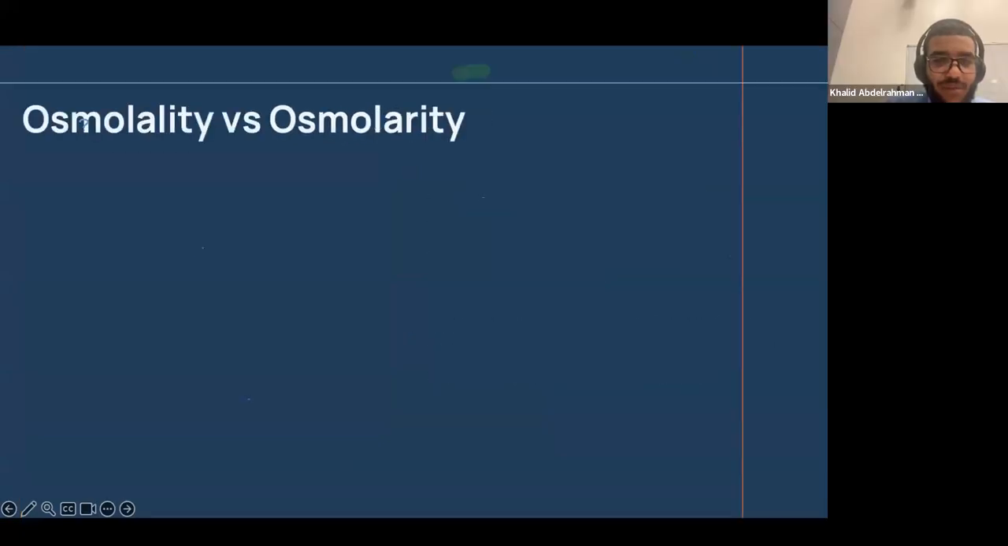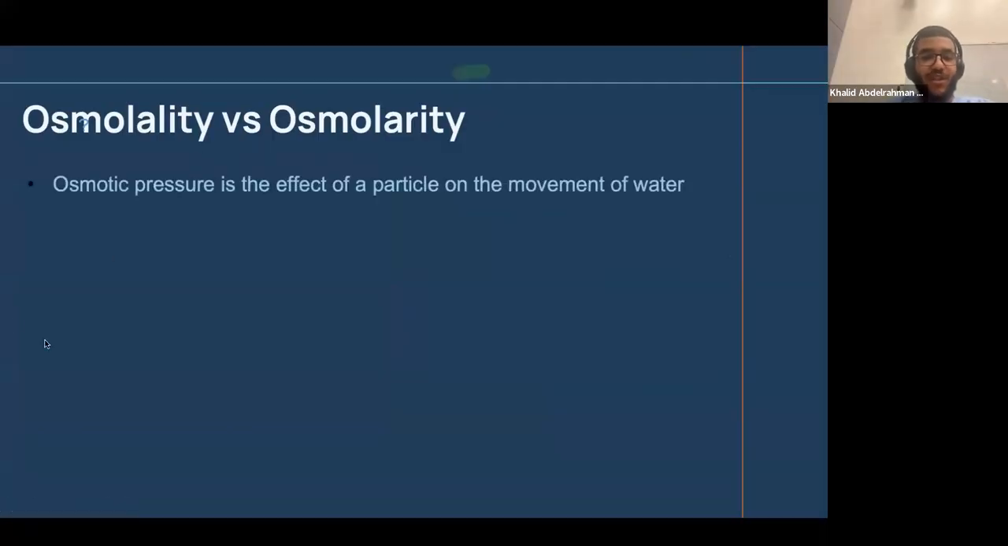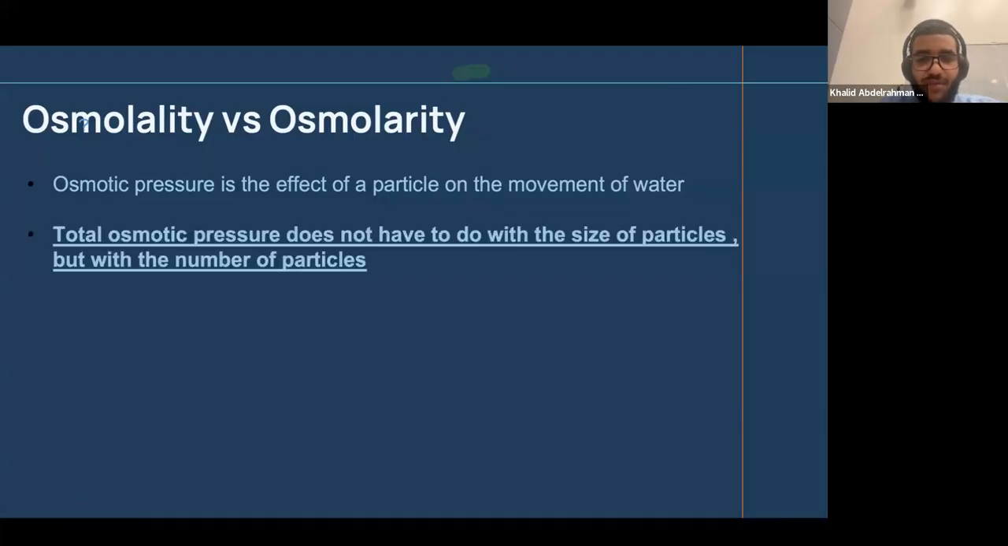So now we have another important concept, which is osmolality versus osmolarity. Okay, so these look very similar, but there's a difference. First of all, we need to know what osmotic pressure means. Osmotic pressure is the effect of a particle on the movement of water. It has a different definition in your slides, but this is just a simple way to understand it. In the slide, it's very complicated. So osmotic pressure is basically how much the particle affects the movement of water. And we'll understand more soon.